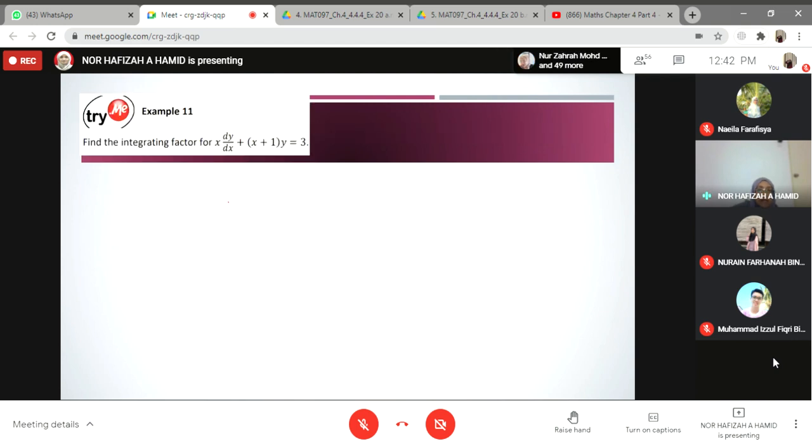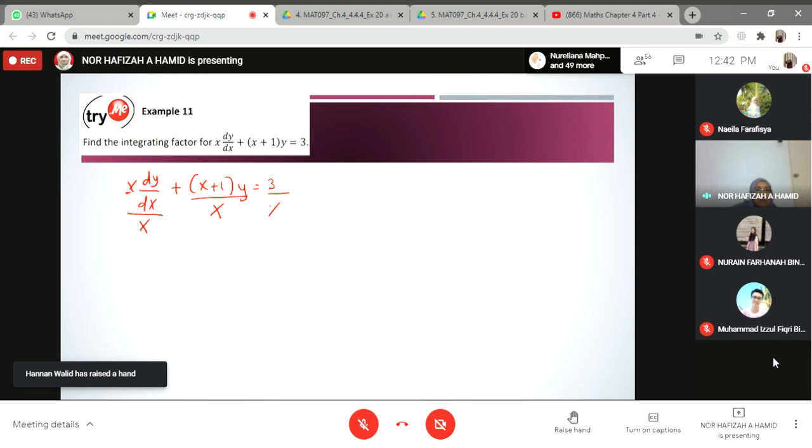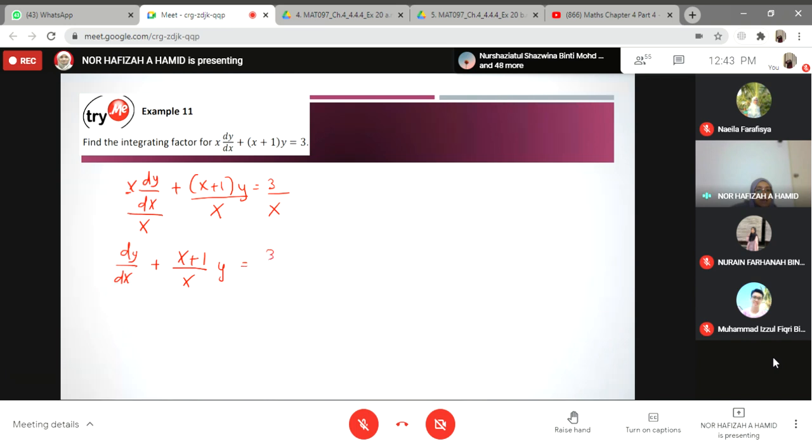You need to find the integrating factor for x dy over dx plus x plus 1 times y equal to 3. If you refer to the first step, the coefficient for dy over dx must be 1. So you have to divide by x, divide by your coefficient. So you will have dy over dx plus x plus 1 over x times y equal to 3 over x. So the coefficient of dy over dx becomes 1.